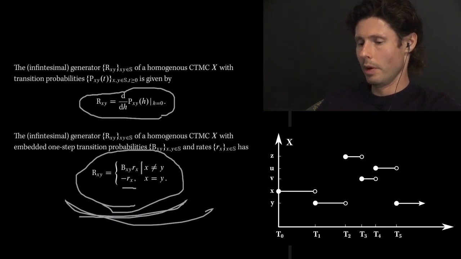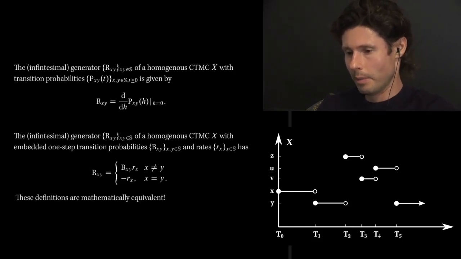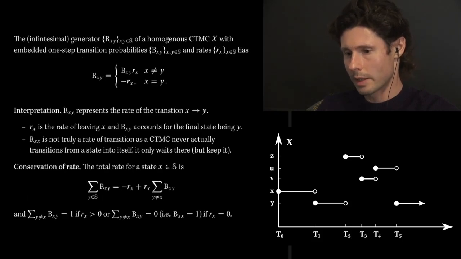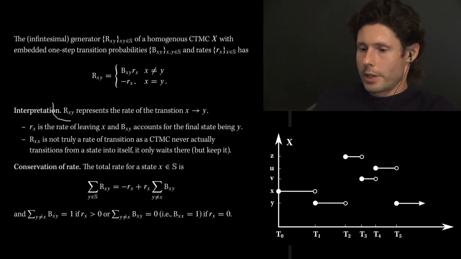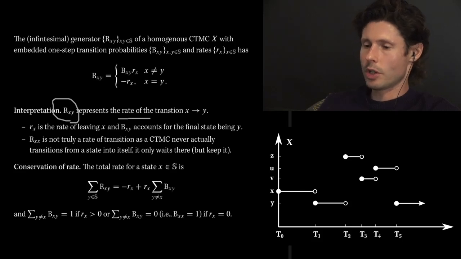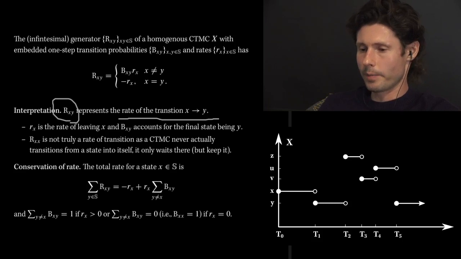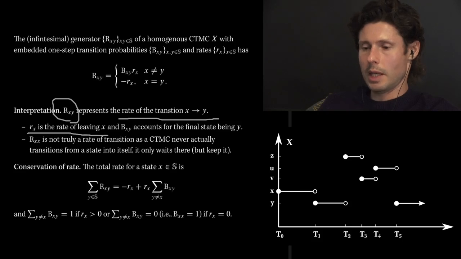Both are there, and both are mathematically equivalent. But the second one, this one, is much more appealing. Let's talk about why. The interpretation for R_xy, the generator entry xy, is a way of representing a rate of transition from the state x to a state y. And you can think of it like this: R_x is the rate of leaving the state x.